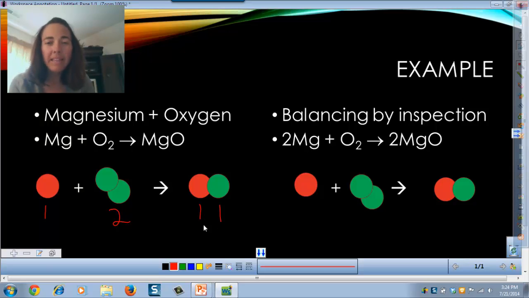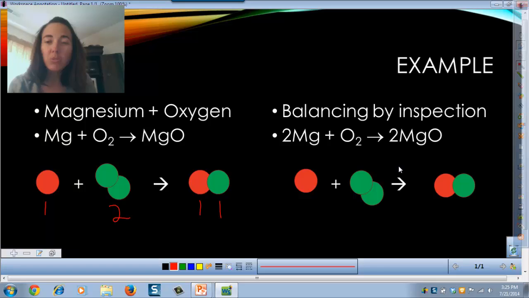Now, to balance that by inspection, I'm going to start to compare the magnesiums. I have 1 on the left side and 1 on the right side. So the magnesium's balanced, but the oxygen is not. You see how I have 2 green oxygen atoms on the left side here, but only 1 on the right? So in order to balance this equation, what I'm going to have to do is to add another green oxygen over here. Okay, and that's what I'm doing here with this coefficient. This coefficient gives me 2 MgOs.